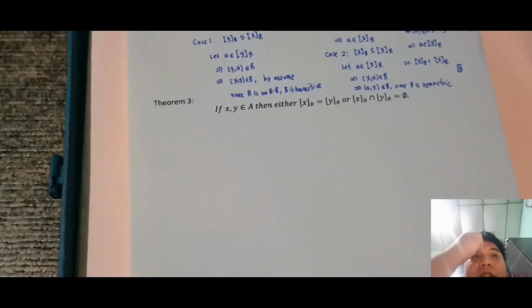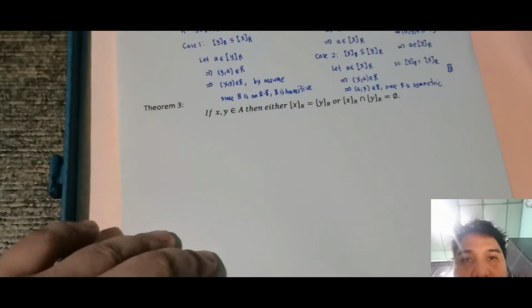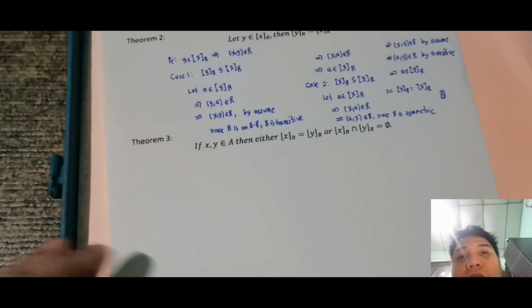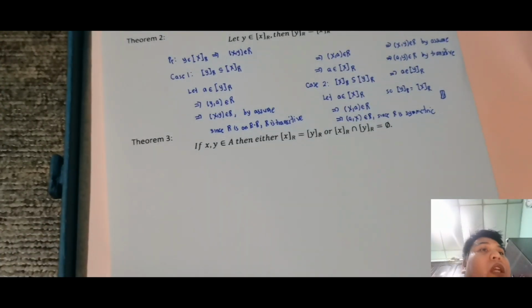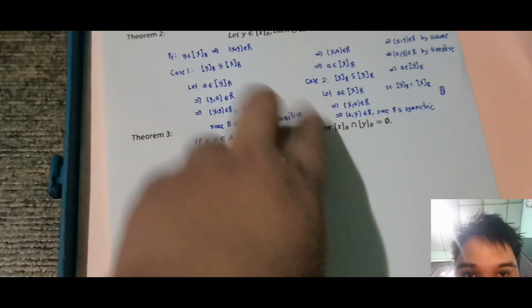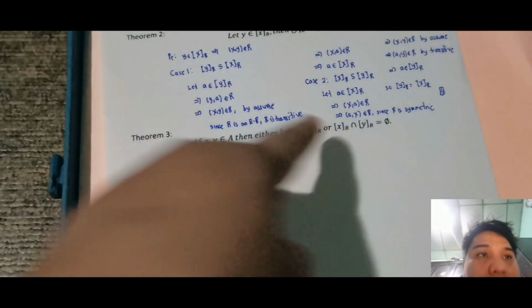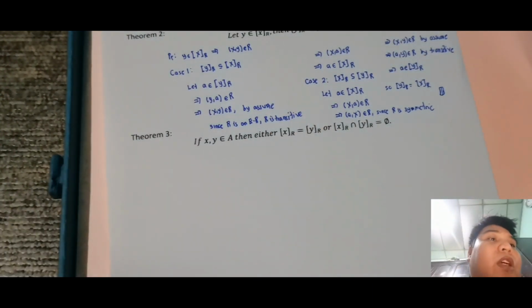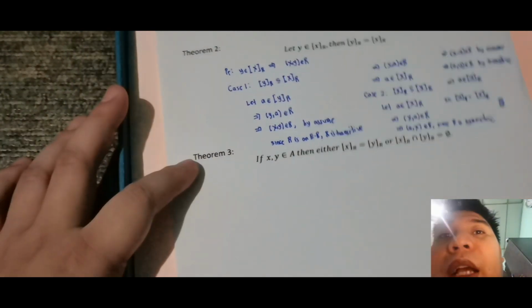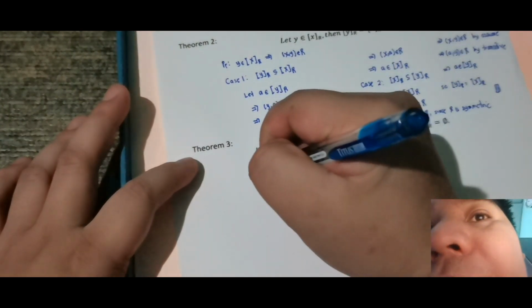If X, Y element of A, then either class represented by X is equal to class represented by Y, or yung intersection nila is equal to empty. Ganun lang naman yung dalawang klase. Okay, so it's either equal sila, tulad nun by theorem 2, or it's either yung intersection nila is empty. So, explain ko lahat yung ibig sabihin niya mamaya. Okay, so suppose natin ito yung proof.